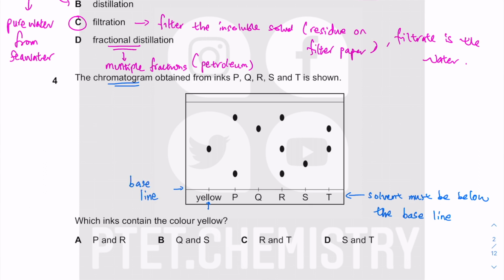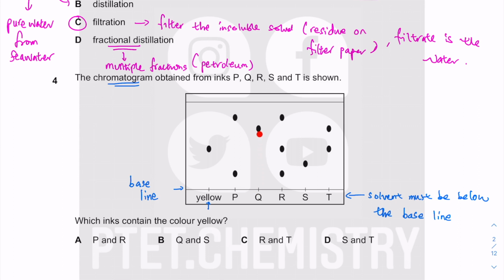So you put your colored spot at the beginning here, and then the chromatograph, when put in the solvent, will move upward, and the dyes or the ink that dissolve in the solvent will move upward. But different substances move different distances. So you can tell here P separates into 2 spots, so P is impure.